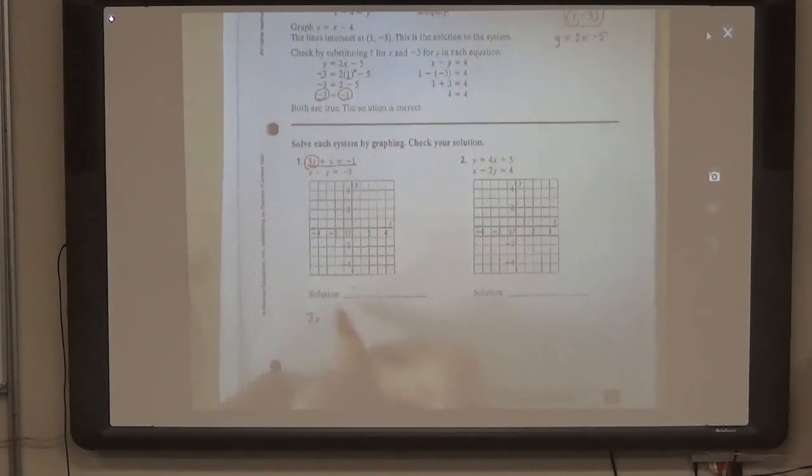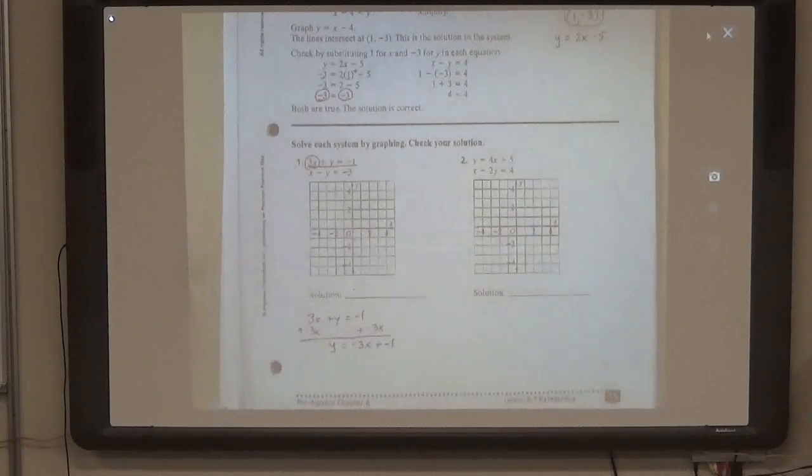So let me do that down below. 3x plus y equals -1. Add negative 3x to both sides. So y equals negative 3x plus negative 1. Does everybody see that? Okay, write that down. And then graph it.